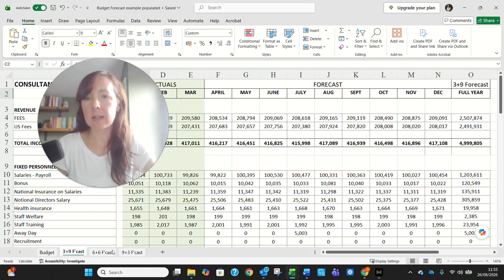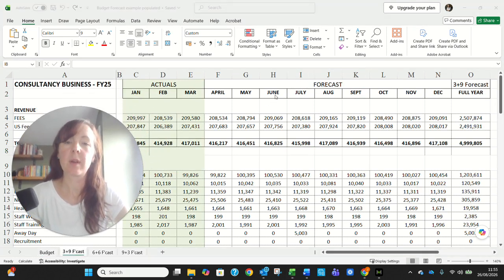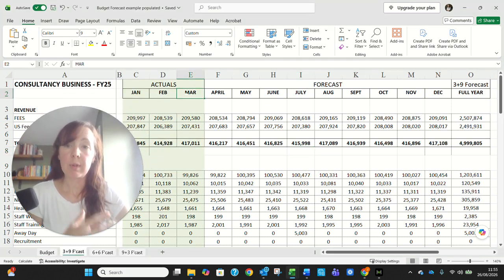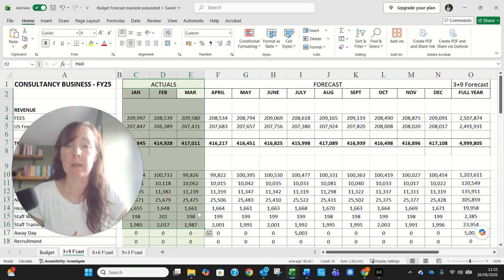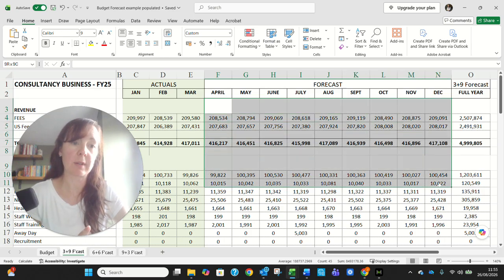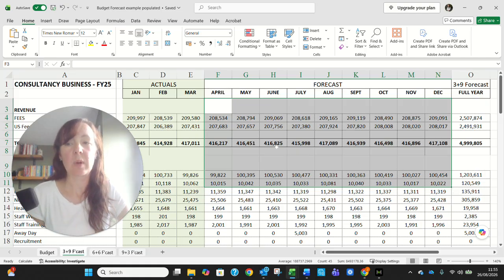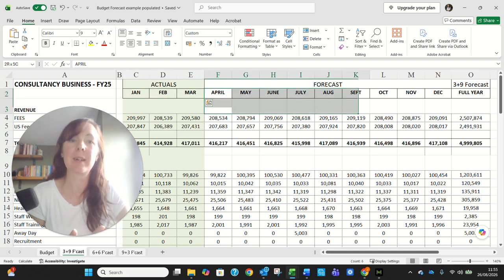So at the end of quarter one, we've got then 3 months worth of actual data. And then what we're doing is we're taking the learnings from this. We're looking at how those 3 months compare to what we budgeted. And based on that, we're then going to update our assumptions for the remaining 9 months of the year. And this is where the name comes from. We're referring to this one as a 3+9 forecast because we've got 3 months of actual and 9 months of forecast data.